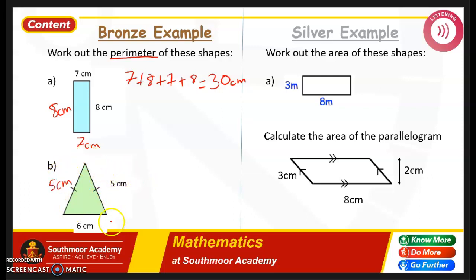Now, because we're working out the distance around the shape, we're going to add these values together. So 5 plus 5 plus 6, giving us a value of 16 centimetres. And that is how we calculate the perimeter of the shape. We add the numbers together to get the outside of the shape.